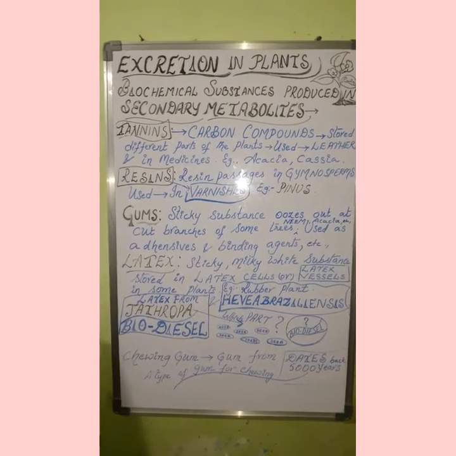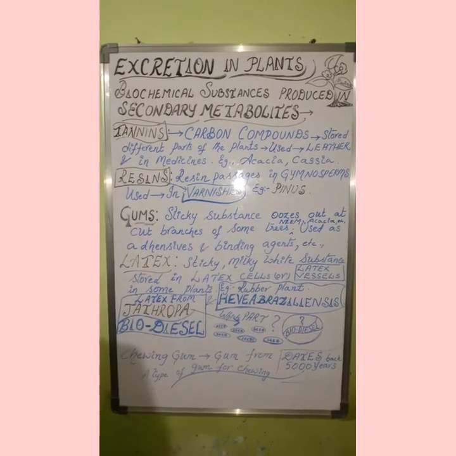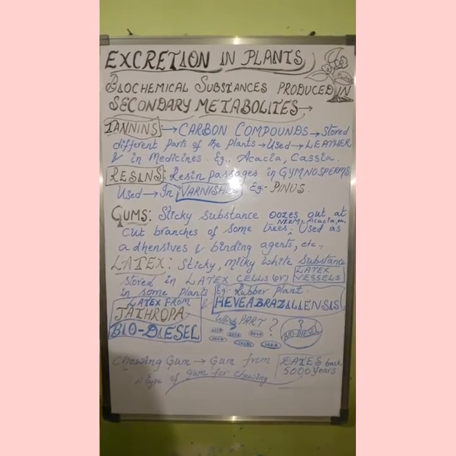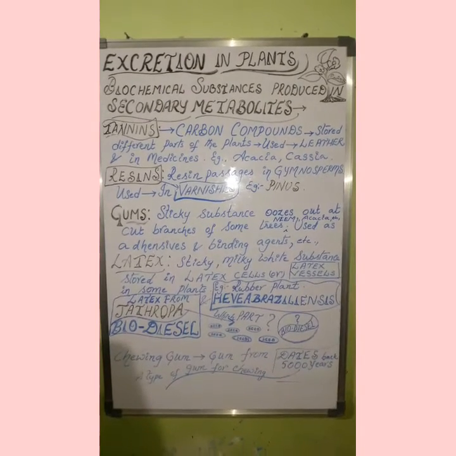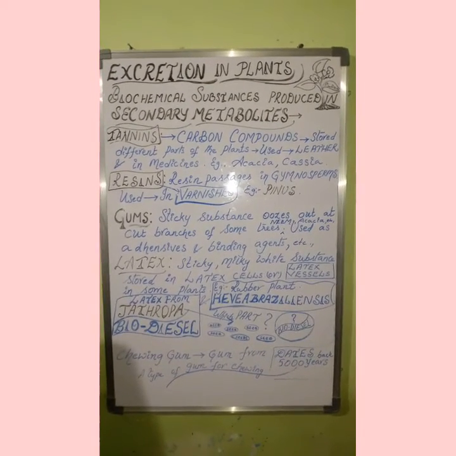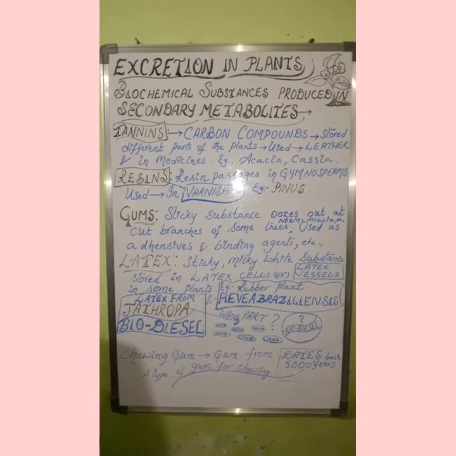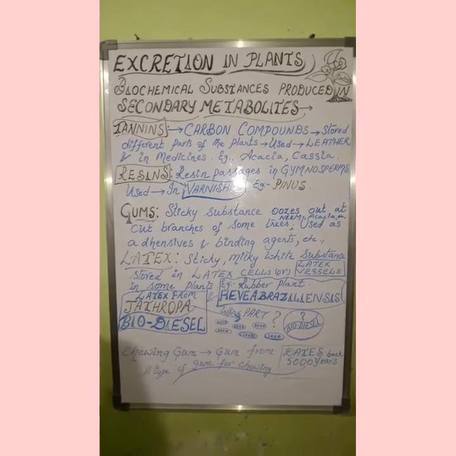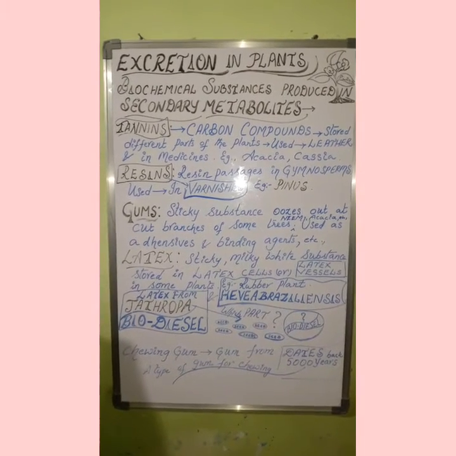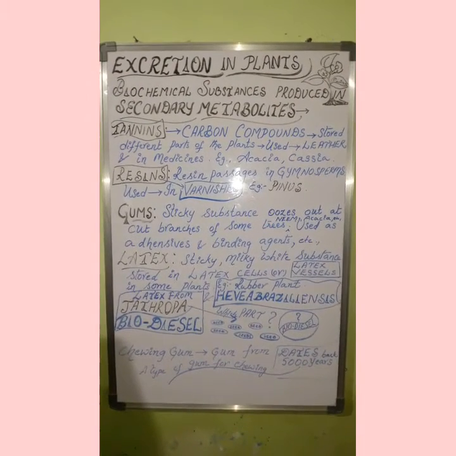Now let's know some facts. Chewing gum is a type of gum for chewing that dates back 5,000 years. Modern chewing gum is originally made chiefly of natural latex from plants.